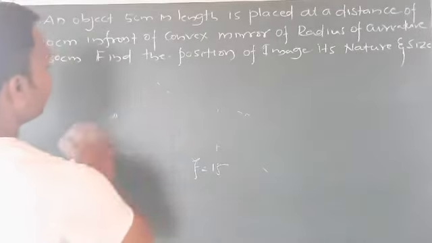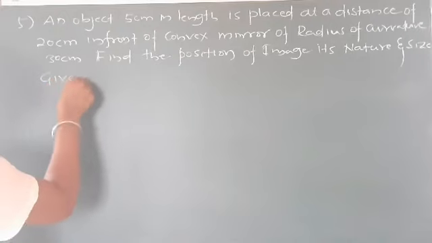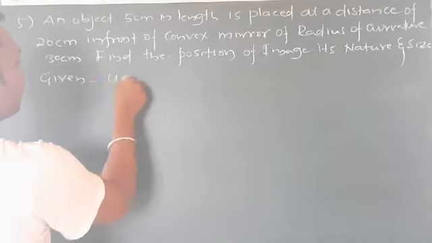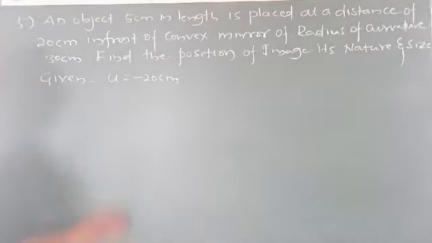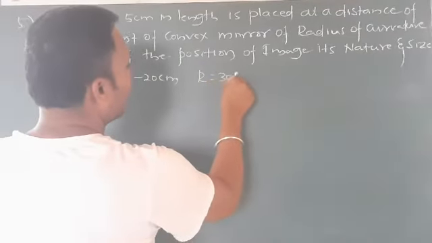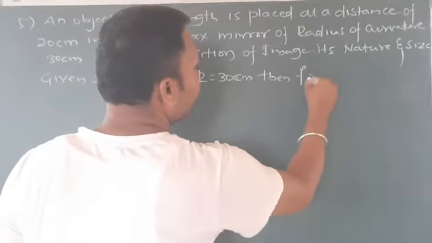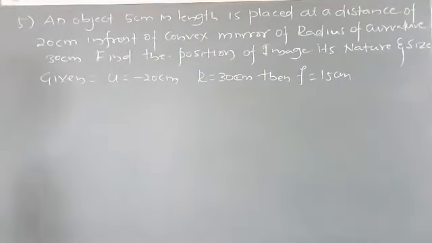So now first of all, see the given things. Given, we have object distance u is equal to minus 20 centimeter, and radius of curvature r is equal to 30 centimeter. Then f is 15 centimeter. Find the position of image, its nature and size. We need to find the position of image.